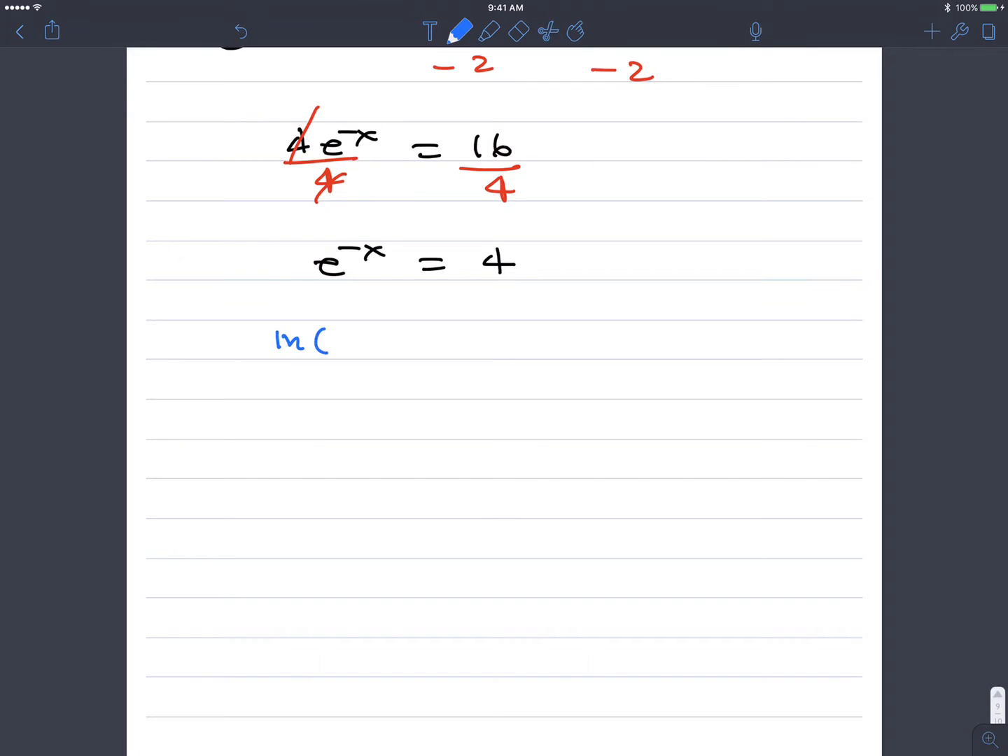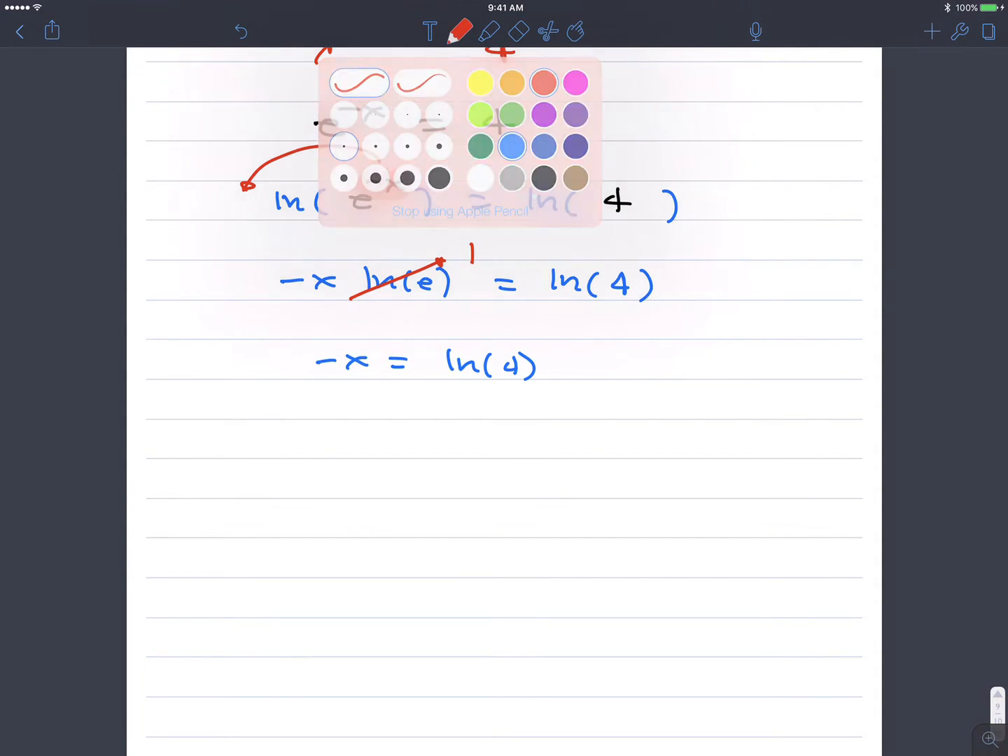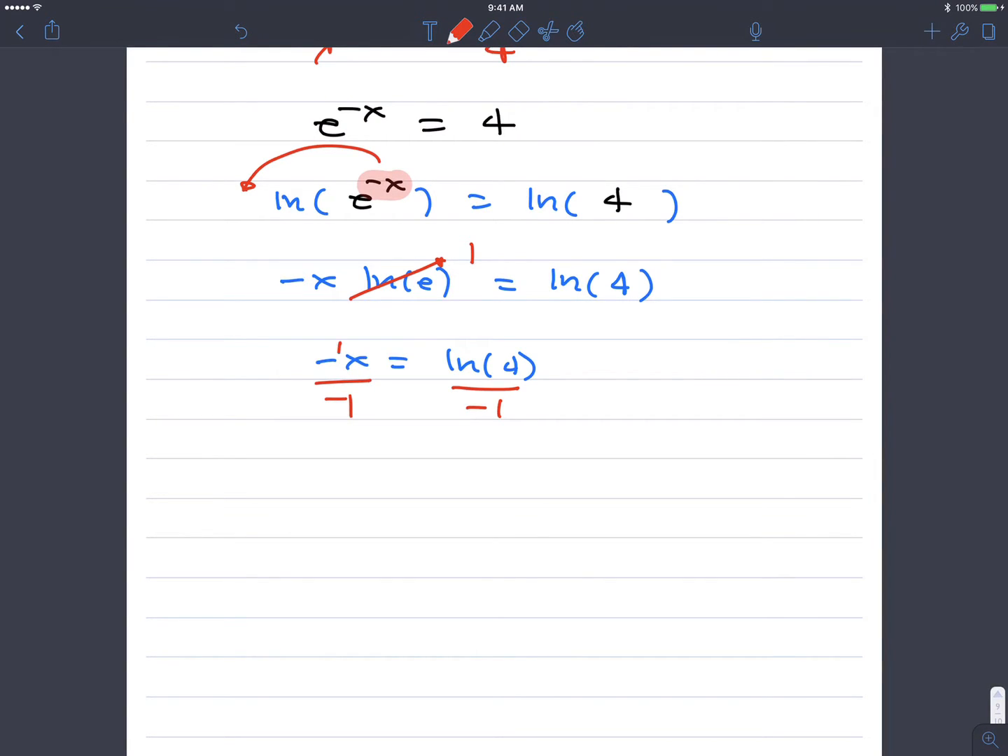So, the natural log of the left equal to natural log of the right. e to the minus x, 4. Minus x power, pull out your power. Minus x, natural log e, is the natural log of 4. Again, the natural log of e is 1, so we end up with negative x is the natural log of 4. And again, you divide both sides by that negative 1, and we'll get cancellation. And your x is going to be negative natural log 4.